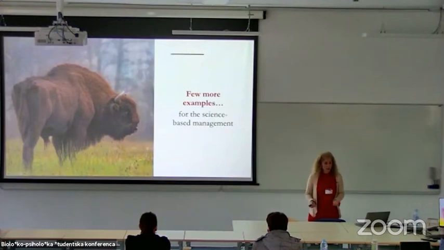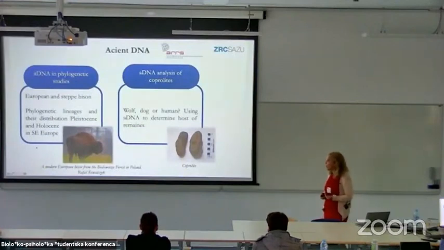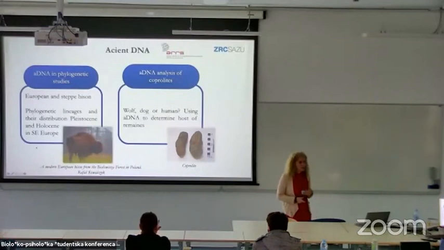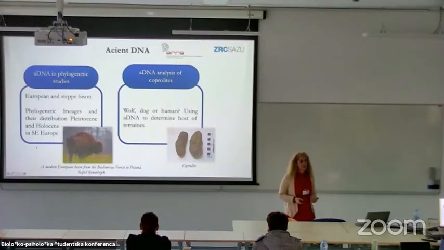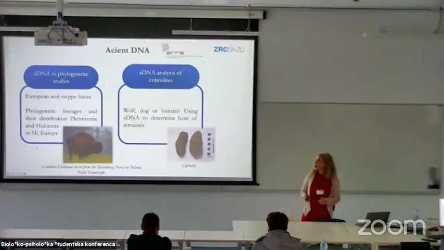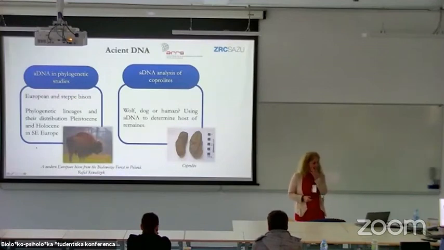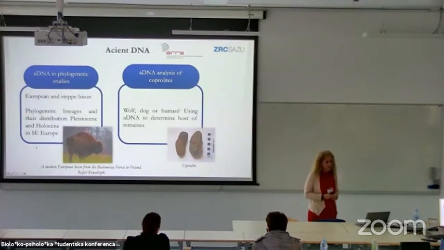There are many other examples we are working on, and I would just like to announce one of the talks which our student will give tomorrow. One of our students will present data using ancient DNA to study the European and the steppe bison and the distribution of these species in the Holocene and the Pleistocene in the European region, or even using ancient DNA to identify the hosts of, for example, coprolites, which we know are fossilized feces, and we can even give an answer as to which host these coprolites come from.